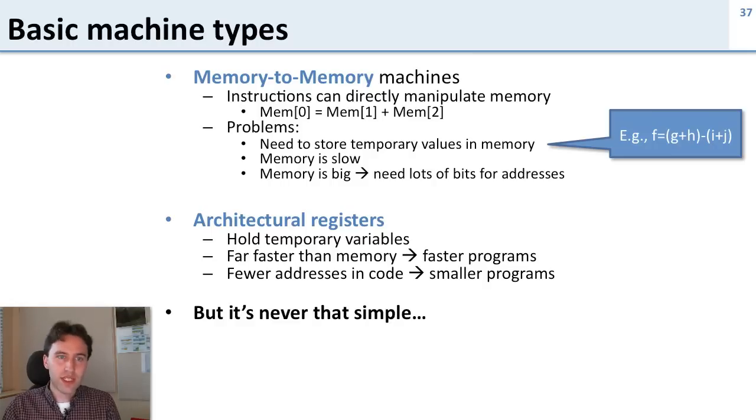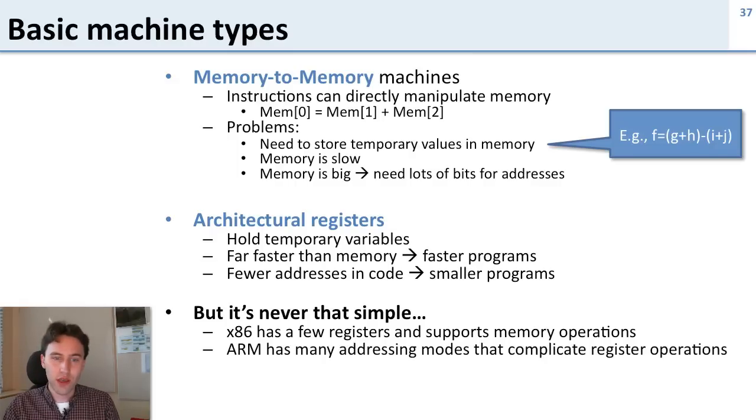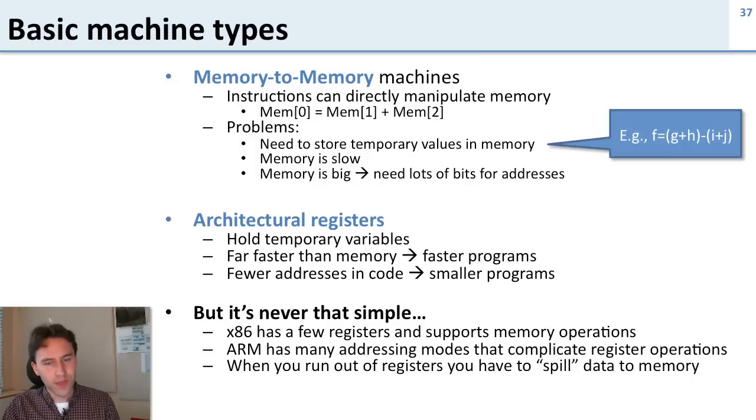But of course, it's never that simple. Memory-to-memory machines are one extreme, architectural registers are another extreme, but we end up with something in between. x86 processors have a few registers, but they also support memory-to-memory operations. ARM has a whole bunch of really complicated addressing modes that make architectural registers somewhat harder to use. And of course, on any machine, if you run out of registers, you have to spill your data into memory, so you end up using memory transfers anyways.